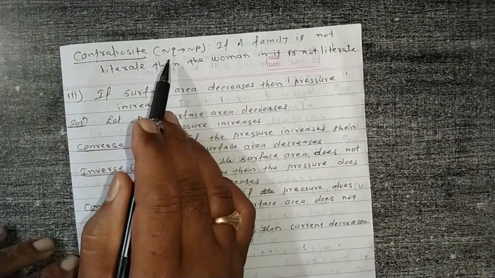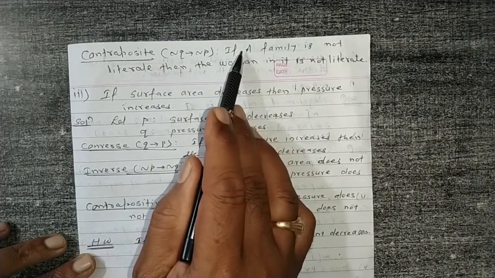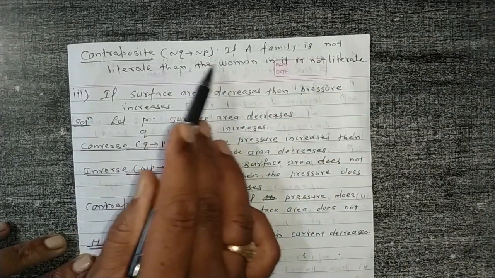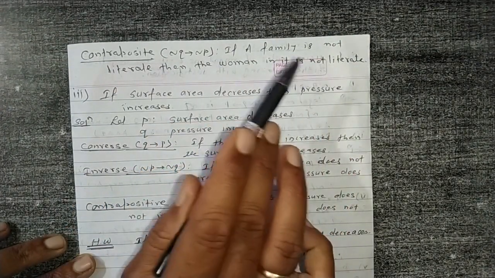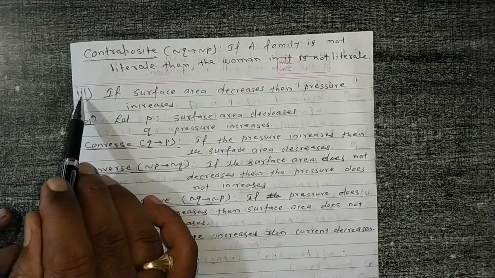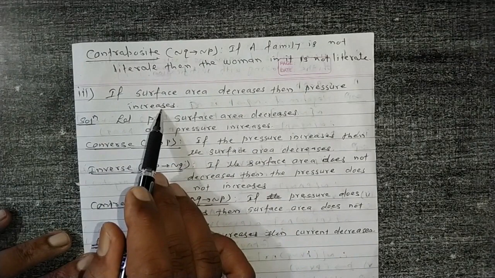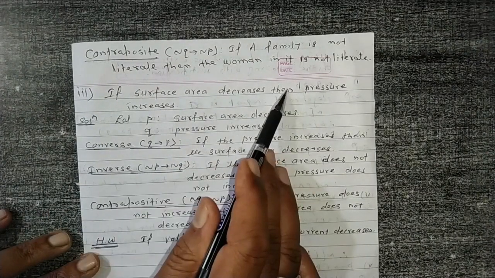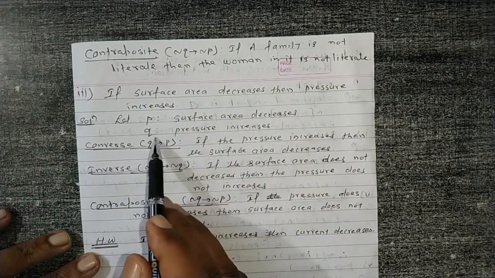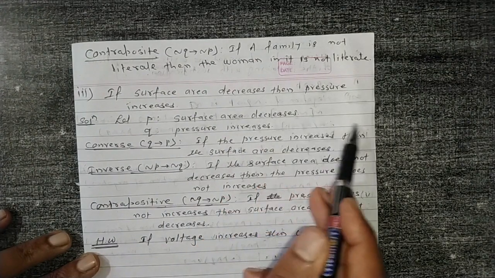Now contrapositive, negation Q conditional negation P. Its contrapositive can be written as, if a family is not literate, then the woman in it is not literate. This is the contrapositive. Now I take the third example: if surface area decreases, then pressure increases. This is a conditional statement, if-then. Again we can consider P and Q. Let P stand for surface area decreases and Q stand for pressure increases. Again its symbolic form is P conditional Q.